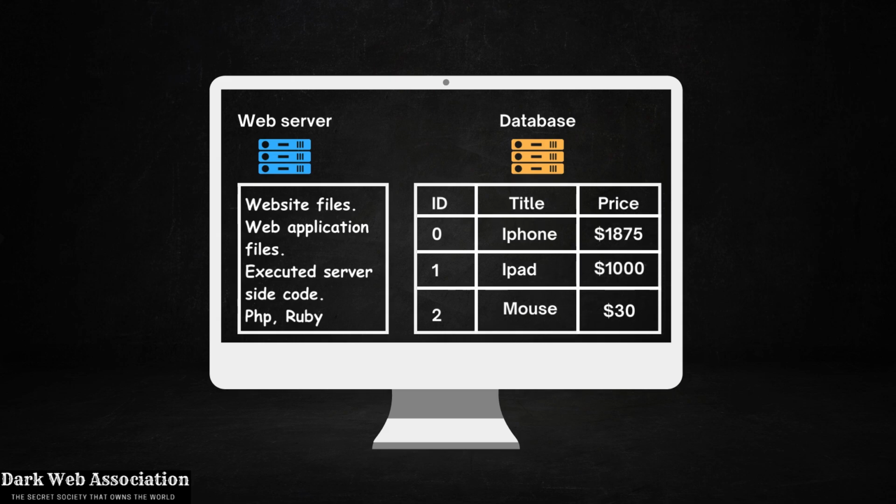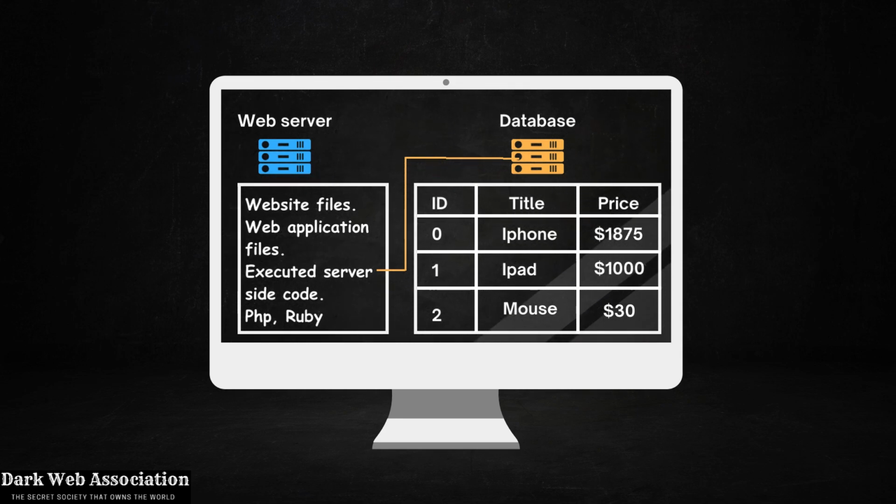So the web server contains the HTML pages, the beautiful pages that you actually see. It contains the images, so the images for the iPhones, the iPads, the mouses that this website is selling. It also contains a web application that works with the database to display all of these products. So the web application itself doesn't contain the products, the product information is stored in the database.